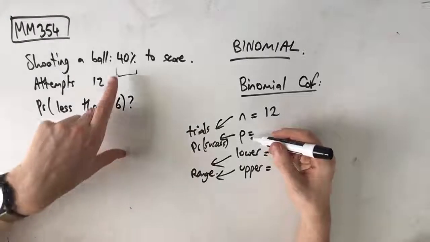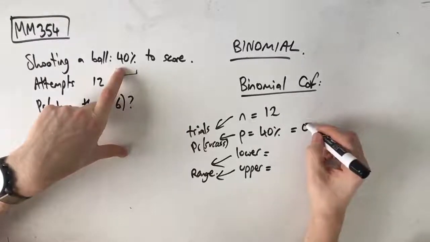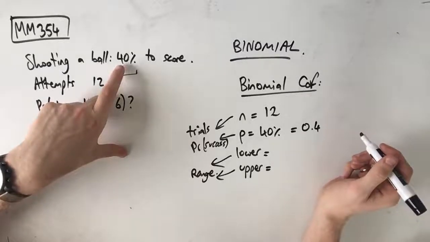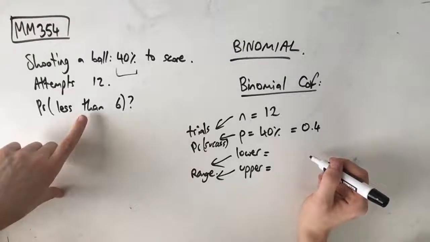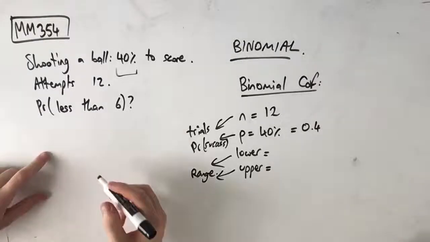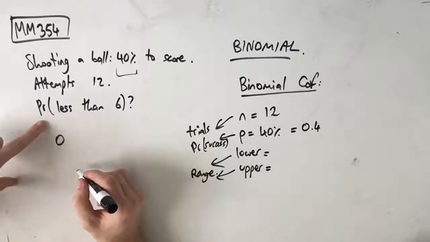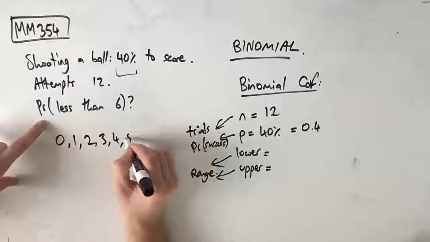So the probability of success is 40%, right? But we need to insert it as the decimal, which is 0.4. Okay, so always convert your percentages to decimals when you're doing that. Now, we're looking for the probability that he scores less than 6, okay? So he could score 0, and that would still be in this range. He could score 1, 2, 3, 4, or 5.